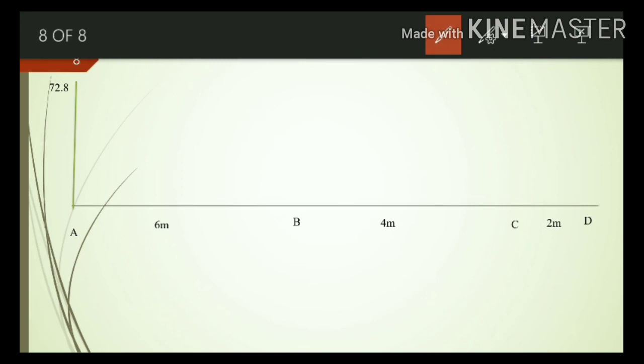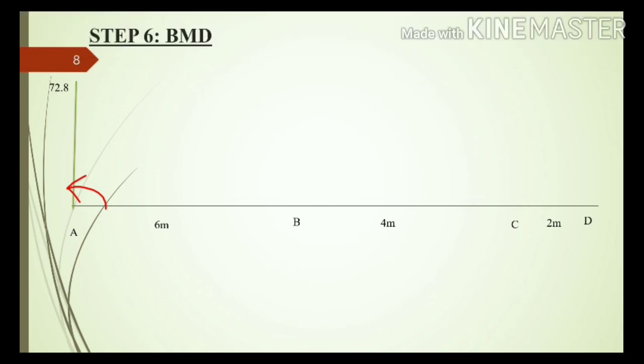So first draw the baseline, reference line, and mark all the supports and dimensions of all the members. Then draw the end moments. First we draw the end moments, that is MAB is equal to 72.8 kilonewton meter in anti-clockwise direction. So MAB is anti-clockwise direction, therefore the moment will be above the baseline. So mark it.